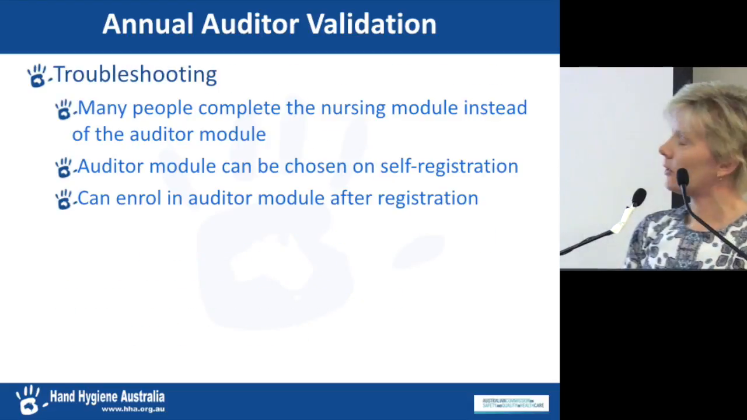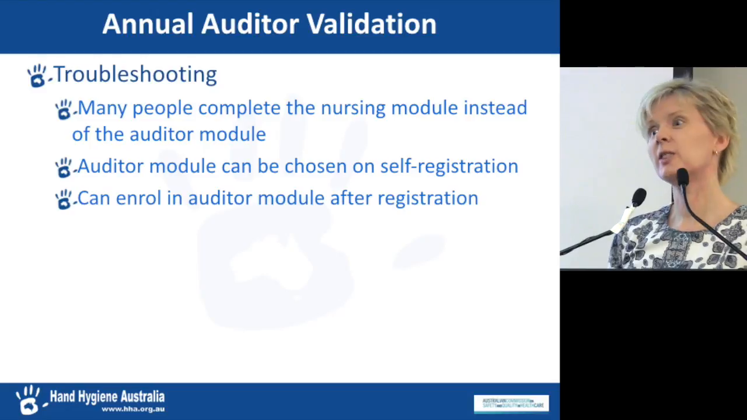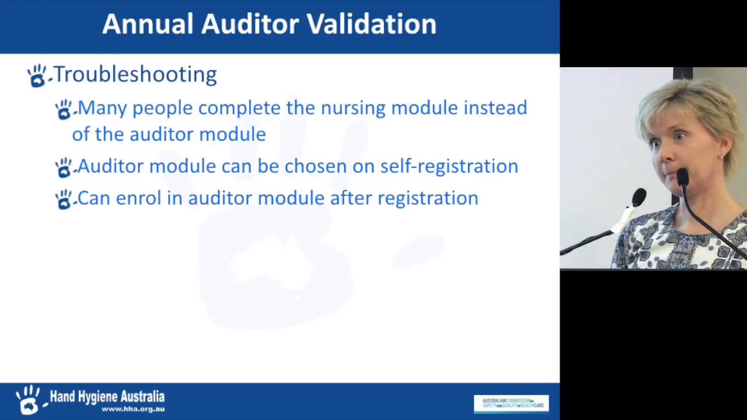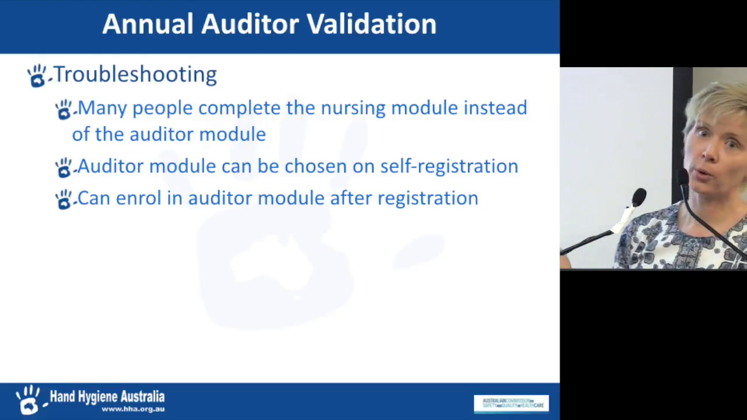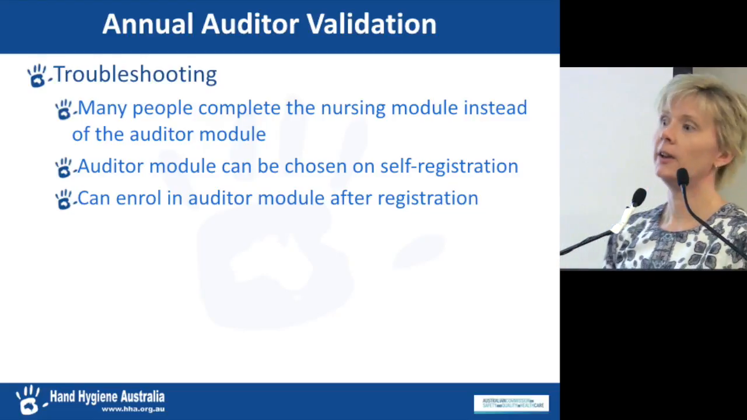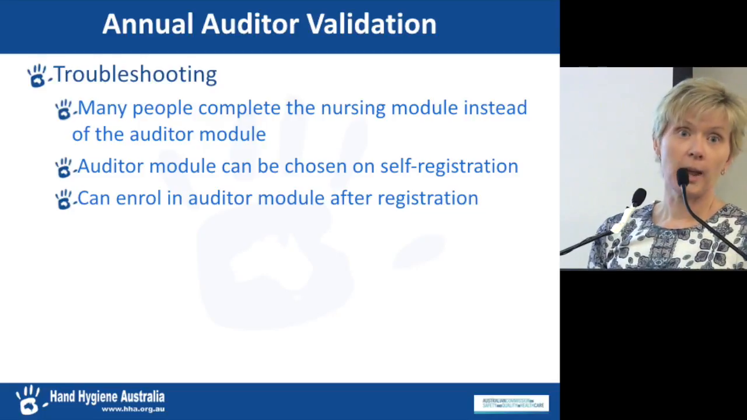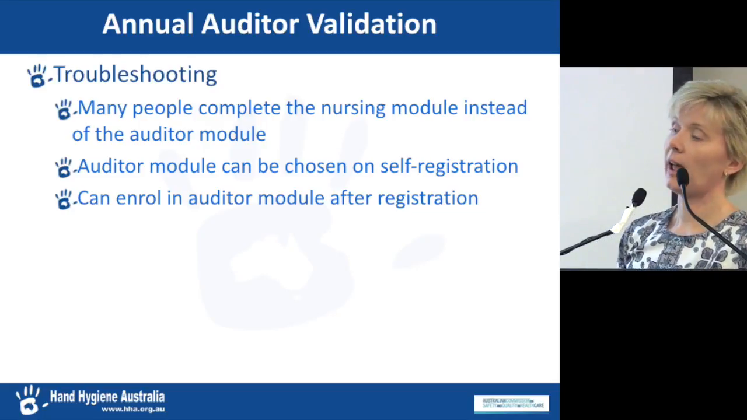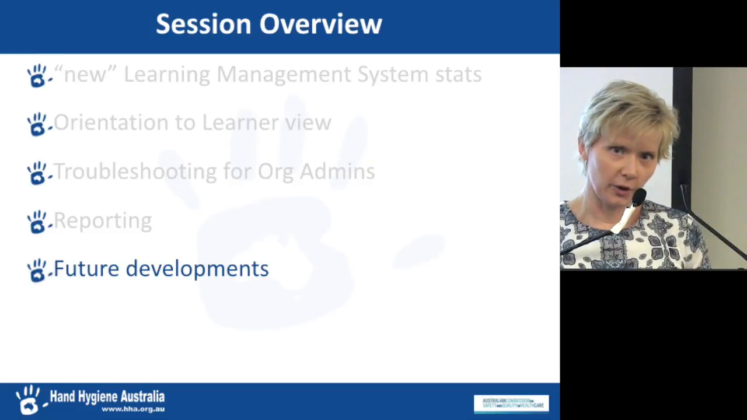So you want to marry the two together and then you can check off whether all your auditors are valid. Some troubleshooting around the annual auditor validation is that many people say they've completed it, but they've actually completed the nursing module instead. Okay, so just check which module they have completed, and now that you can run that report just for the auditor validation module, you'll be able to see which ones have actually completed it. The auditor module can be chosen on self-registration, and you can go in and enrol in it separately, as I've already shown you.